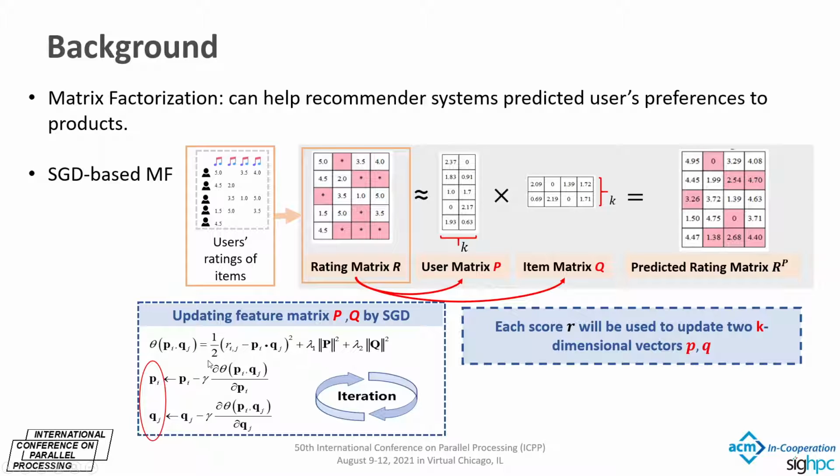In SGD-based MF, every time a rating is processed, it is necessary to calculate a root mean square error and two vector updates, including multiple vector product calculations. When there are many ratings, SGD-based MF can be very time-consuming. Therefore, many researchers have used distributed systems, CPUs, GPUs, and multiple GPUs to accelerate SGD-based MF.